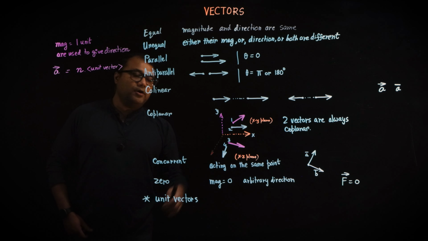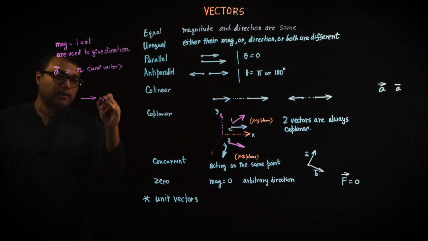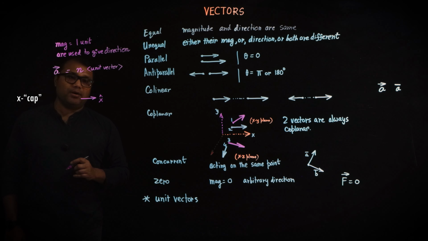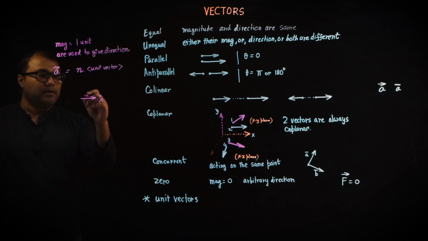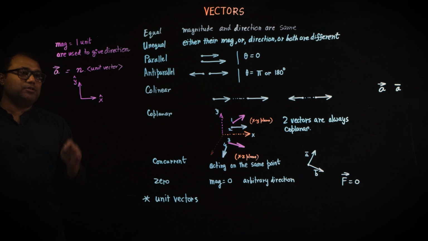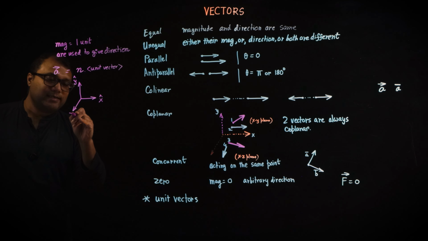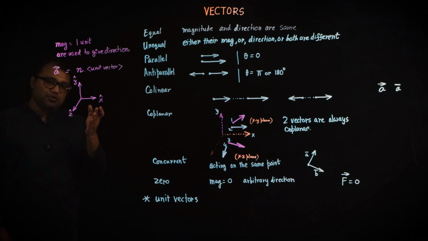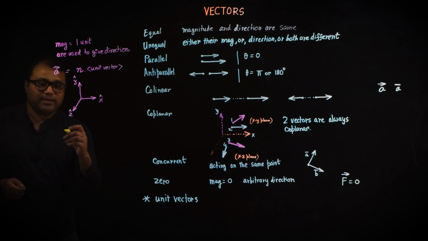Let's look back at our coordinate system. A unit vector in the x direction is represented by x with a caret on top. It's called x cap. So this gives me the x direction. Similarly, a unit vector in the y direction is y cap. Its magnitude is 1, but it is giving me the y direction. Similarly, a unit vector in the z direction is z cap. Its magnitude is 1, but it is giving me the z direction. So why is this super important? This is very exciting now.